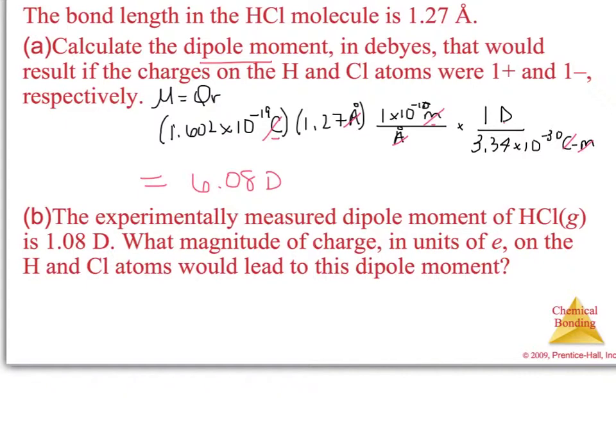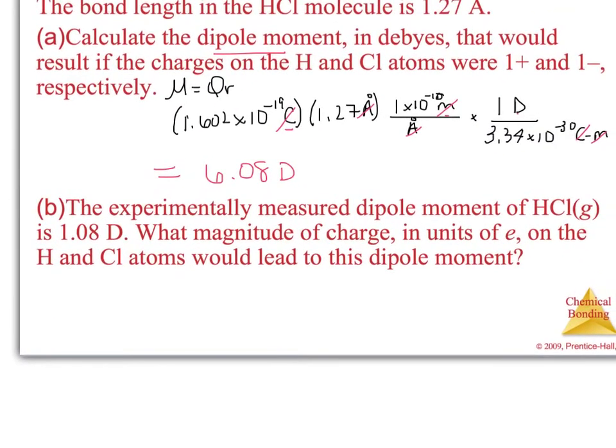Now for part B, we are given that the experimentally measured dipole moment of HCl is 1.08 Debye. We want to know what magnitude of charge in units of e on the hydrogen and chlorine atoms would lead to this dipole moment. So in other words, if we look at our equation that we used up above, where we have mu equals Q times R, we're looking for the Q value.